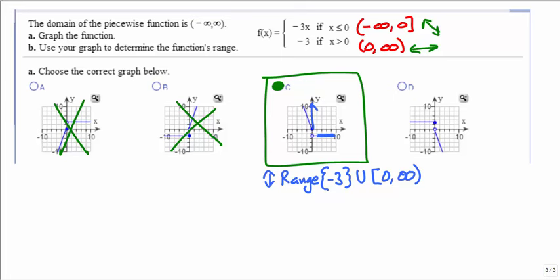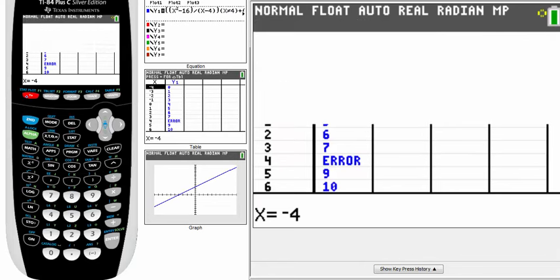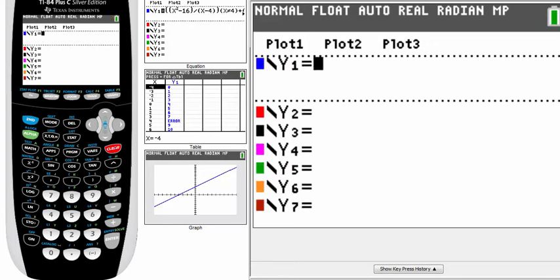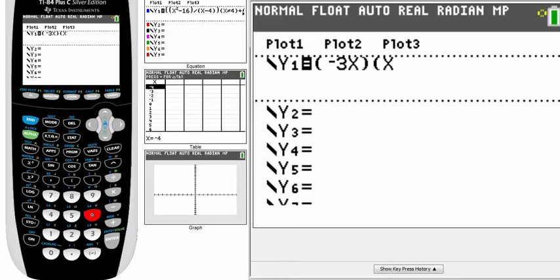Now remember, we can graph these on your calculator as well to check your work if you want to check the graph. So let's go ahead and hit Y equals and clear that out. Remember, we had in parentheses negative 3x was my graph. My restriction was x less than or equal to 0, so I go 2nd, Test, less than or equal to, which is number 6, and that was 0.